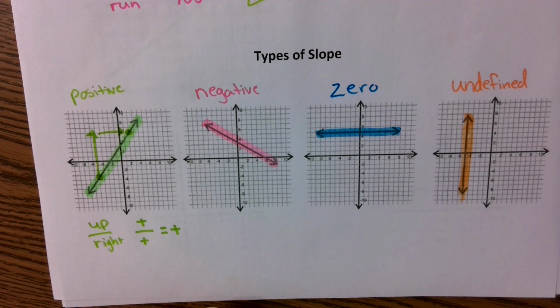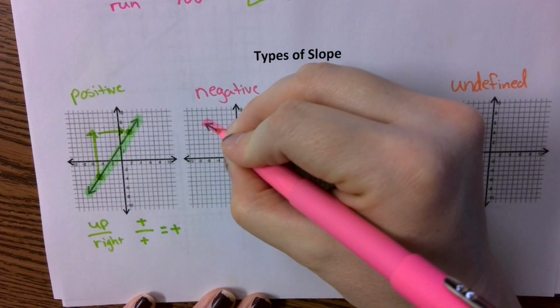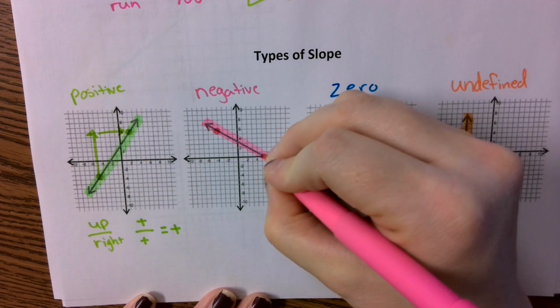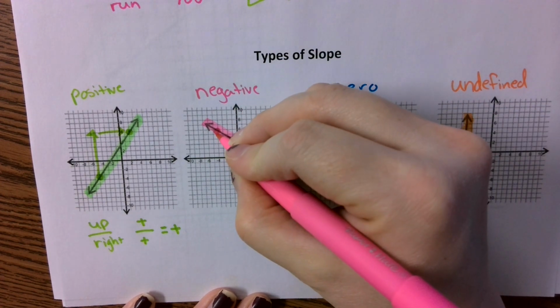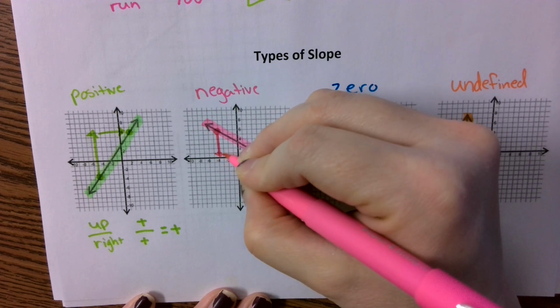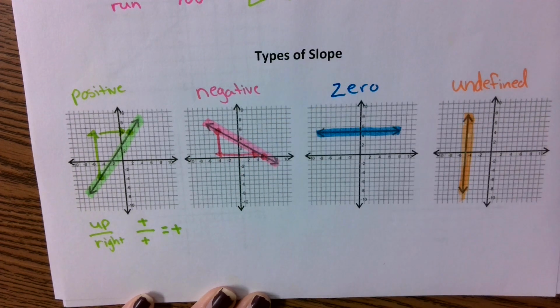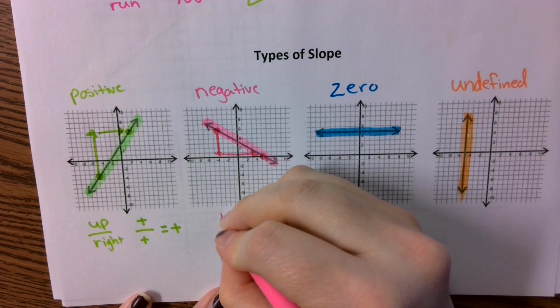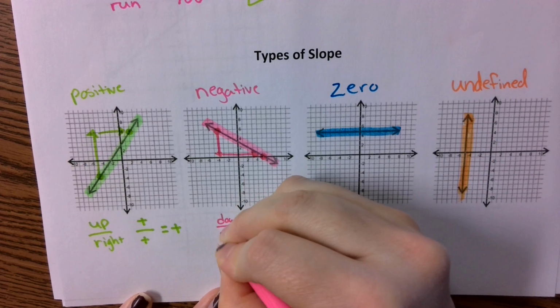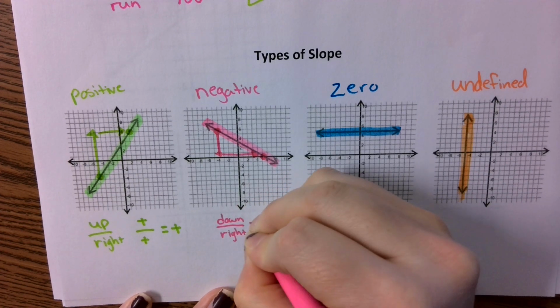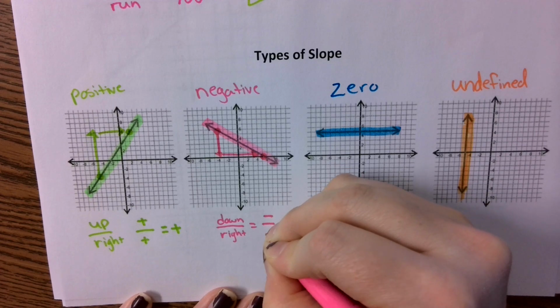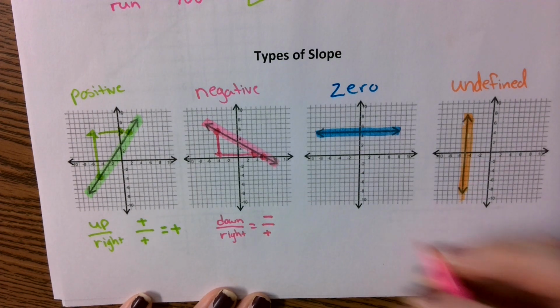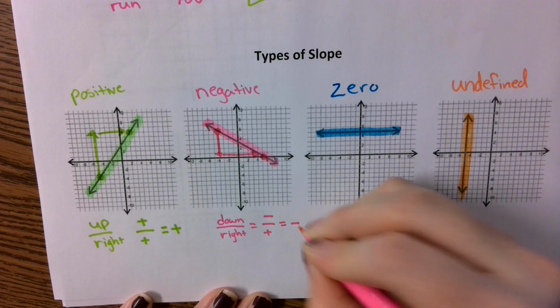Okay, when we're looking at our negative slope, let's say that I pick this point and I'm going to this point. I'm having to go down and then to the right. So going down and then to the right means I'm dealing with a negative over a positive. A negative over a positive is going to give me a negative.